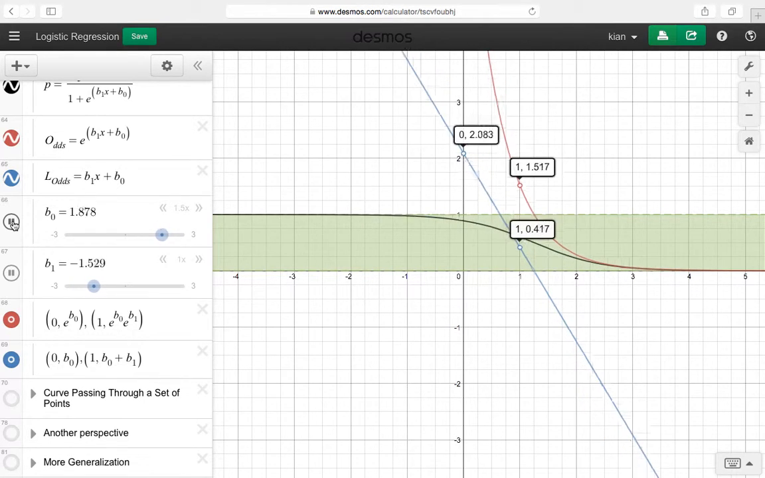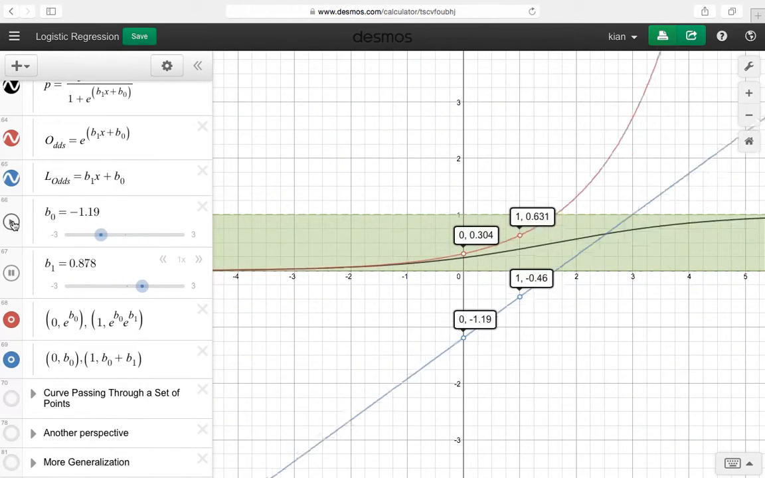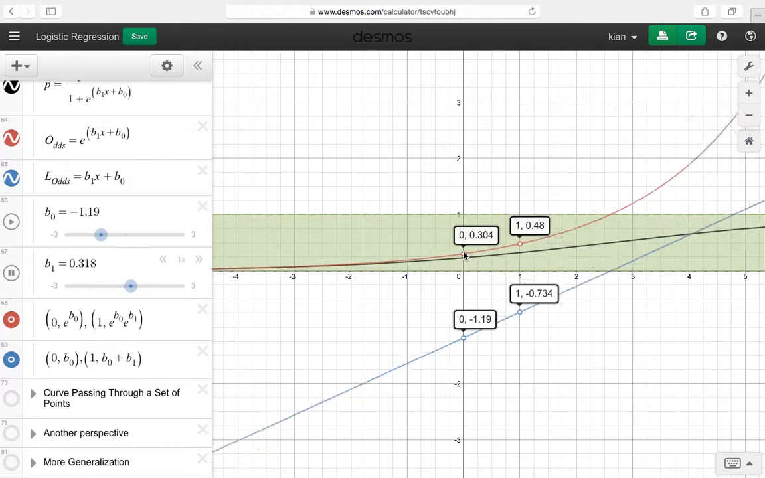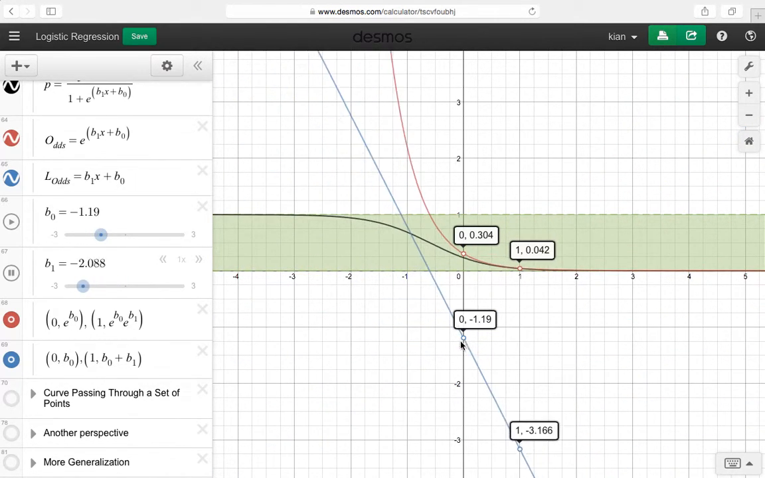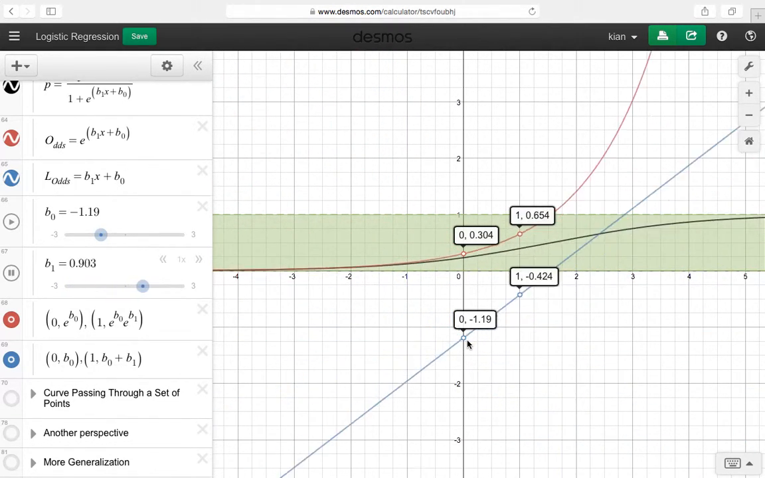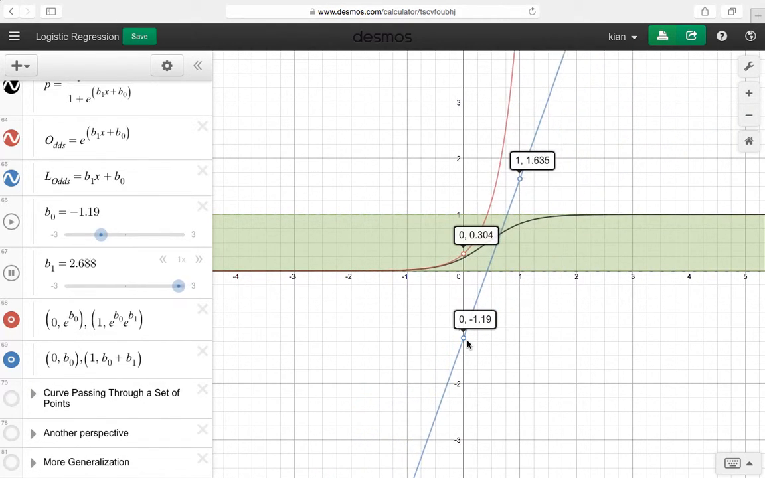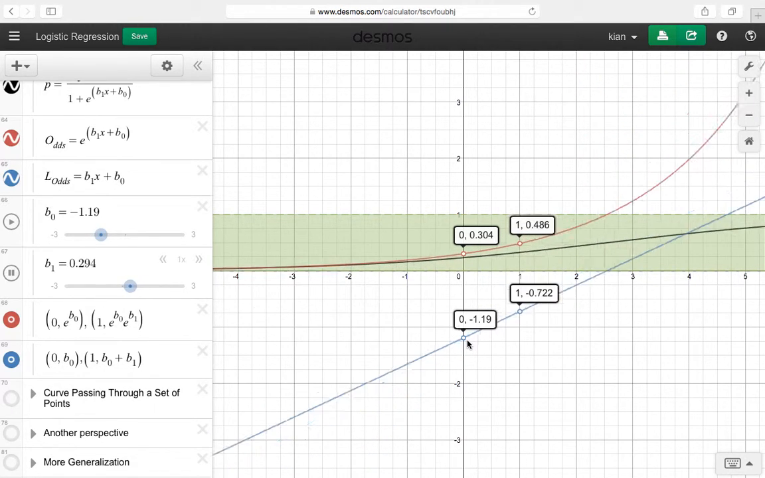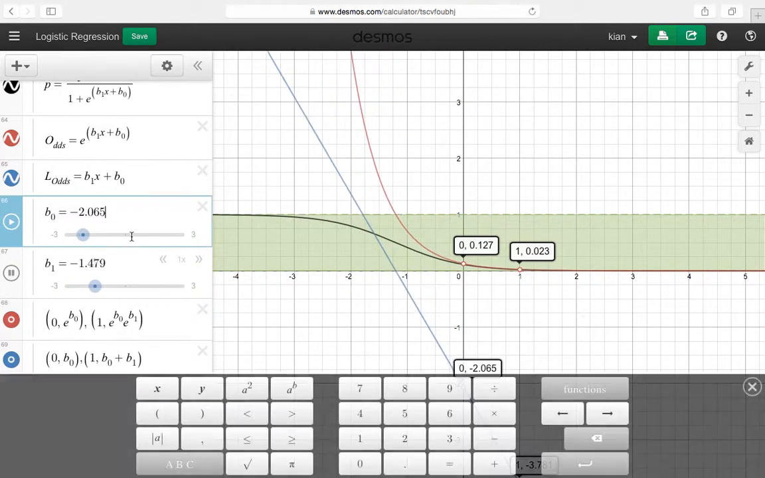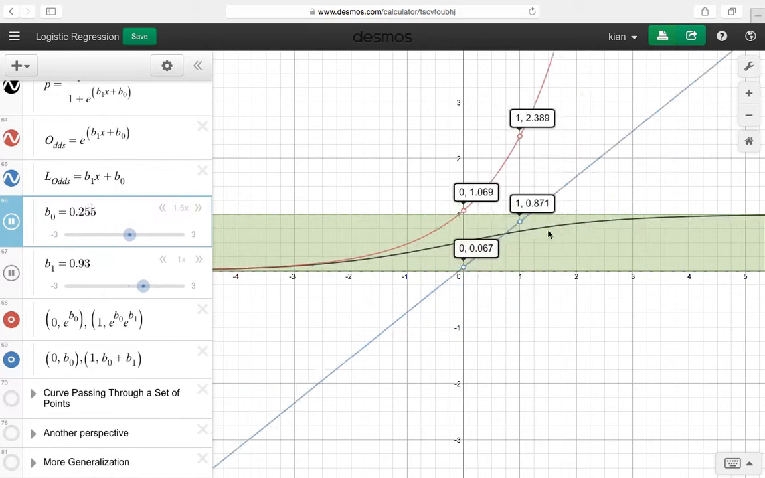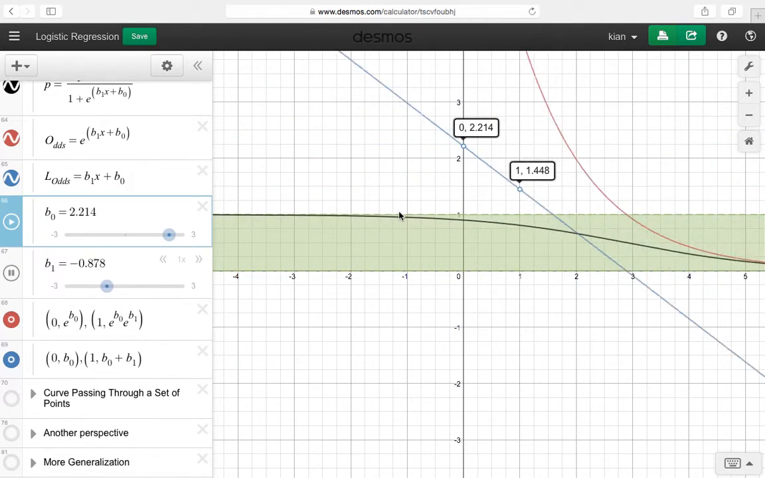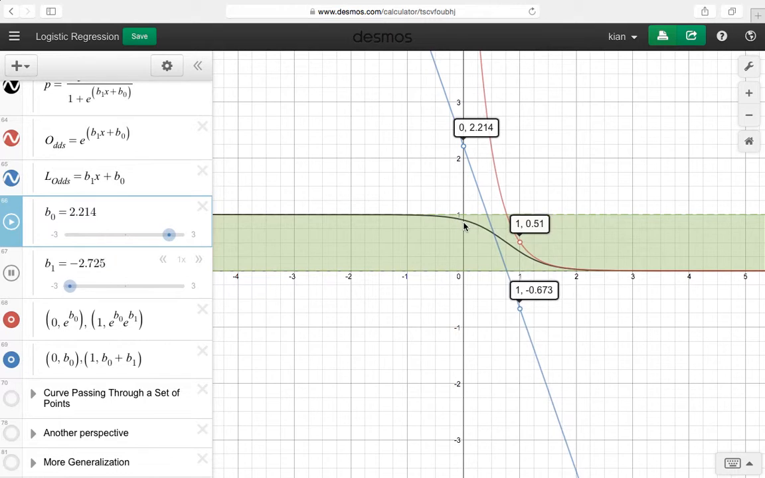When the probability at x equals 0 is less than 50%, this results in an odds of less than 1, as you can see here, and which results in a negative log value here at x equals 0, which is actually equal to beta 0, because beta 0 was the intercept of the log of odds with the y-axis. Equivalently, a positive beta 0 means a positive log value at x equals 0, which means an odds value more than 1, which means a probability of more than 50% at x equals 0.